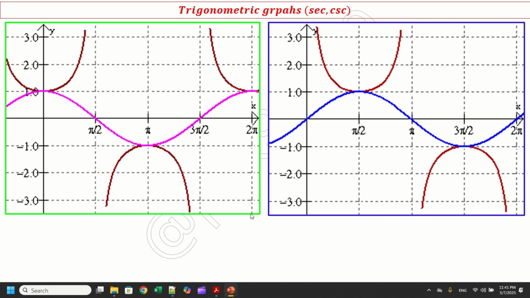Hope you understand these graphs. These are very important to remember. You should know how the sine graph, cos graph, tan, cot, secant, cosecant graphs look and how they overlap each other. All these things are very important to remember. Let's see another problem.